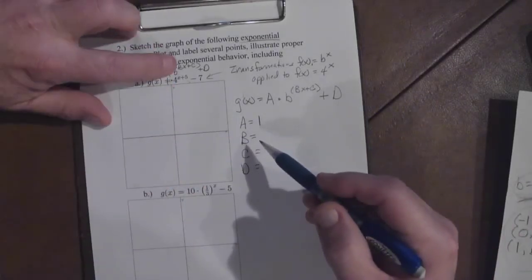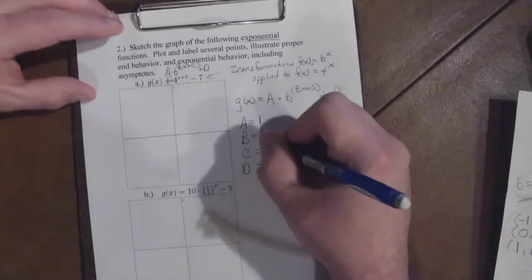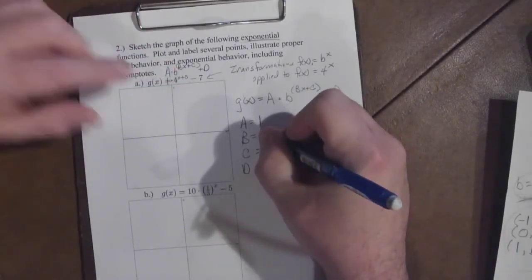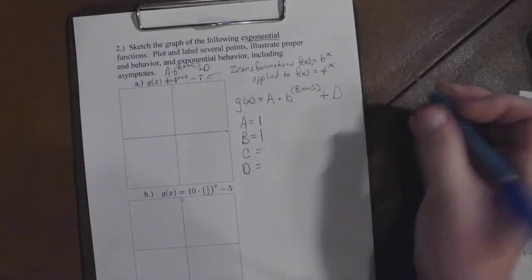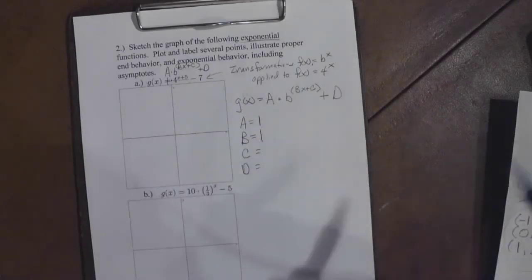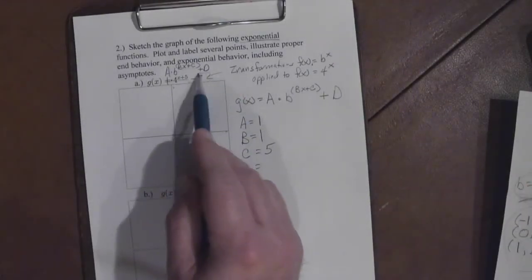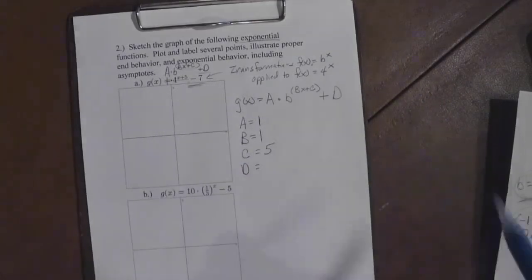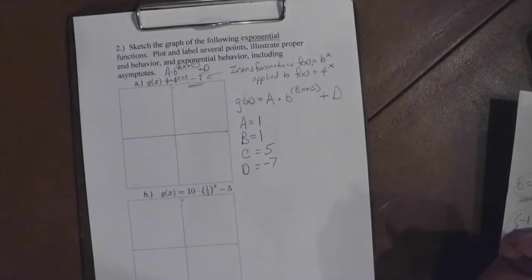As for b, it's this number in front of x in the power. We don't have a number in front of x in the power, because it's also the value of 1 being multiplied by that x. As for c, it's what we add on to that quantity up there in the power, and that is 5. And as for d, it is what we add on to the entire quantity here at the end, and that is minus 7 in value.